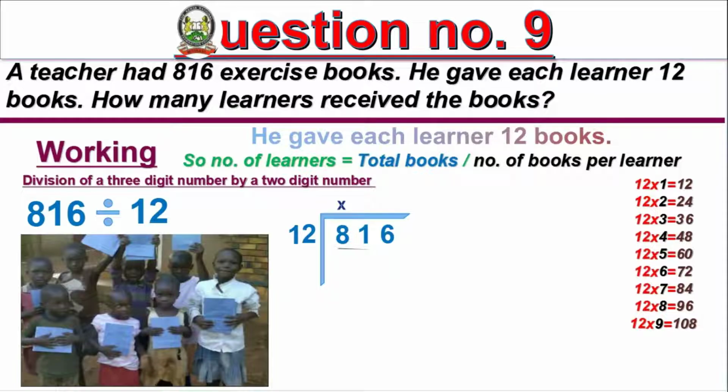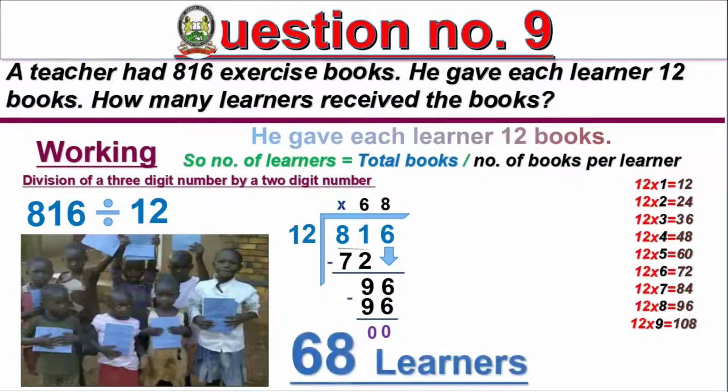So, can 12 get into 81? Yes. Look there at the table we have. Which number is near 81? It should not exceed 81. So it is 72. So you write 6 because of 72. Then you subtract, you get 9. Now drop 6, it becomes 96. And 96 is there, it goes 8 times because of 96. Then you subtract, it is nil. So the correct answer is 68 learners.